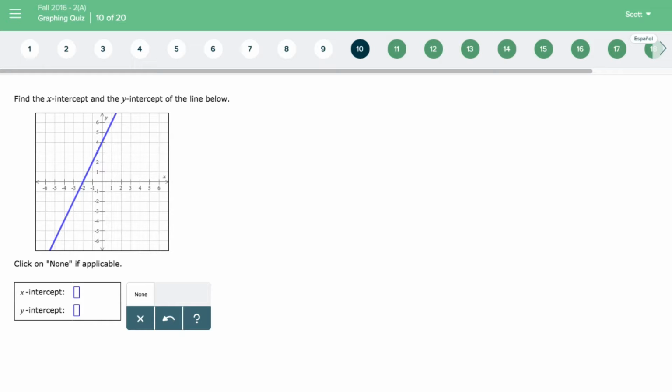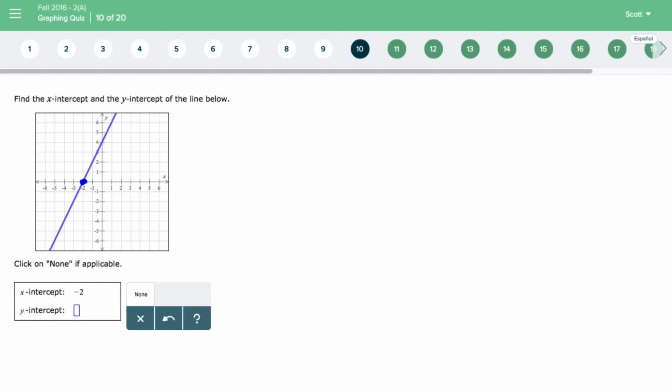Number 10. Here we want the y-intercept and the x-intercept. So we ask ourselves, where does it cross the x-axis? Right there at negative 2. So that means the x-intercept is negative 2.